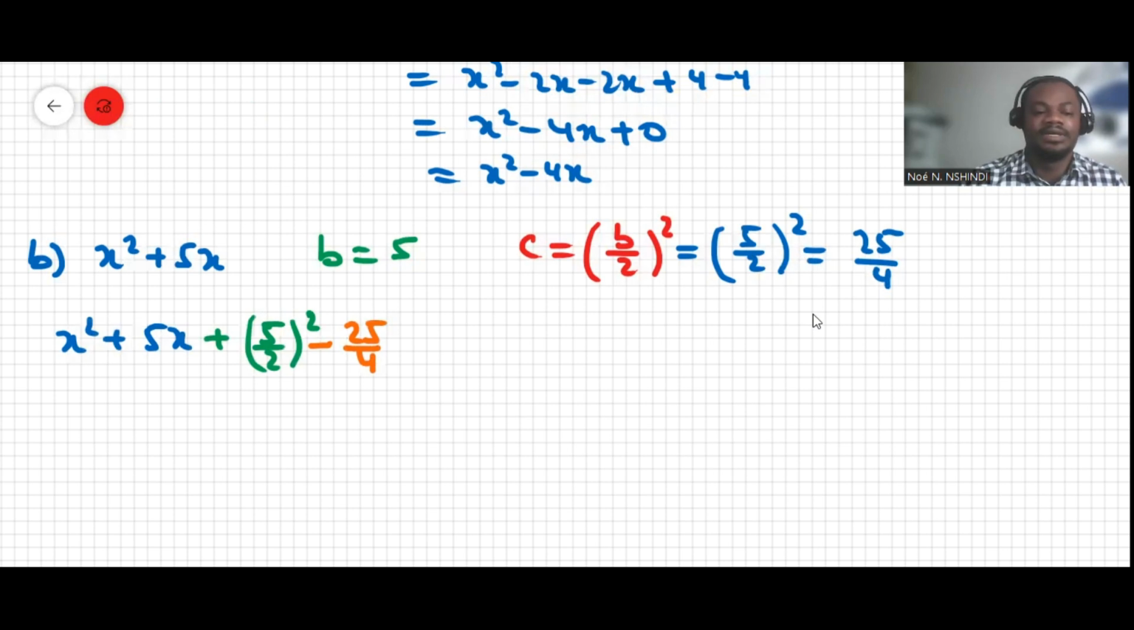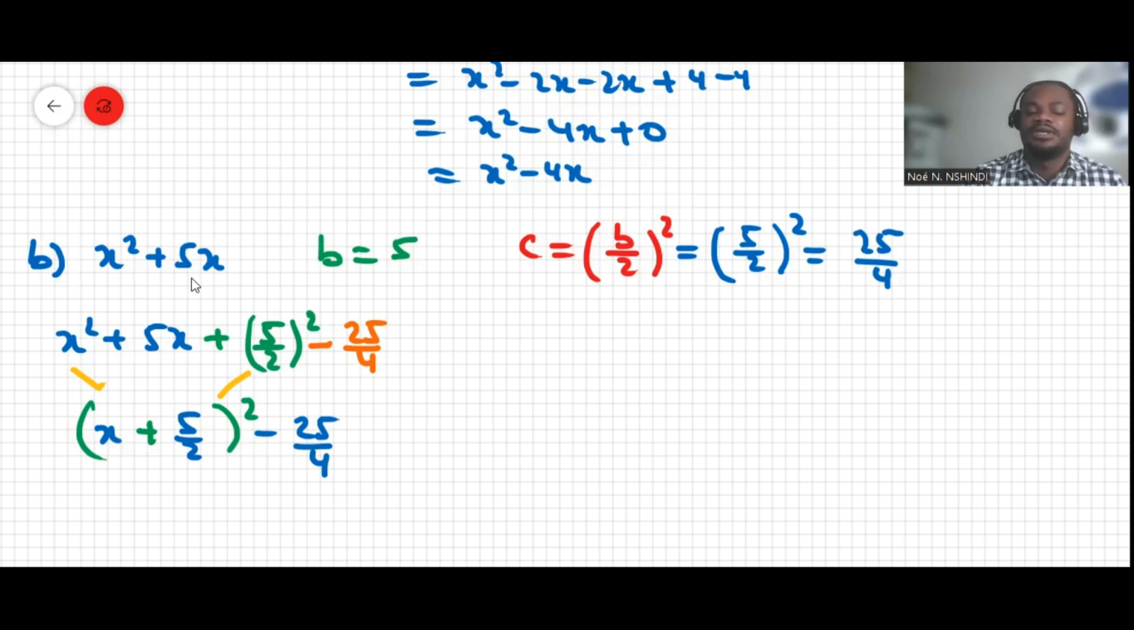So if I do that, I will take only the basis here, and then in the bracket like that, to the power of 2. Then I'm going to say x and then 5 over 2. I am going to use the sign of the middle term, positive here, 5x, so positive there, and then minus 25 over 4. This is the completing the square form of this expression given here in B. Okay.